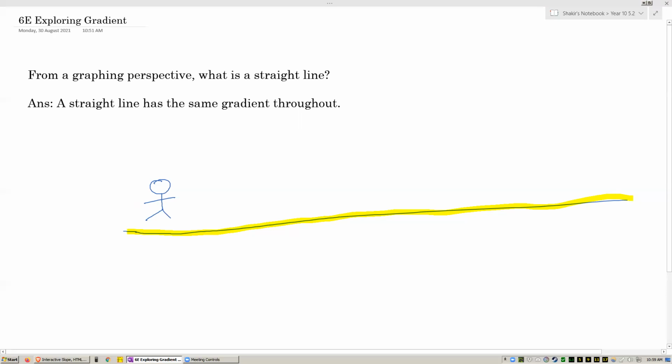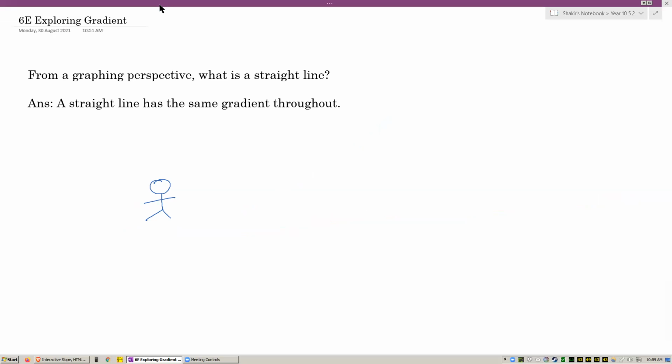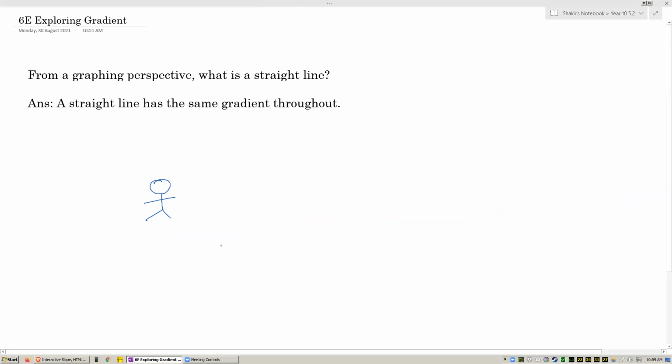So imagine this line is actually going like this. Then this guy is going uphill, and the gradient would be positive. But if the game character was going downhill, kind of like this, then that would be downhill, and the slope, the gradient, would be negative. So slope or gradient is just, which way is the line pointing?